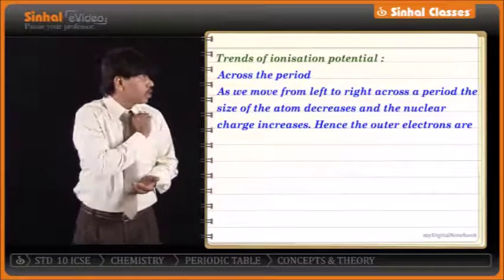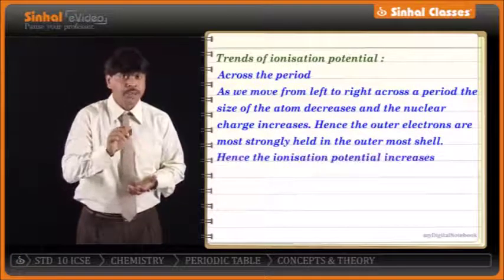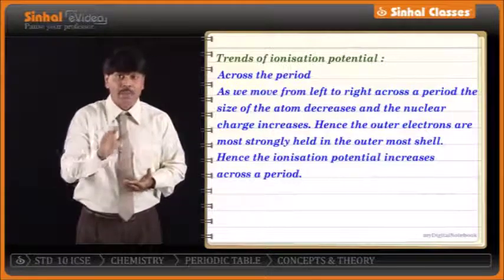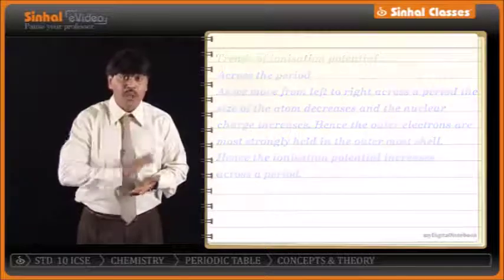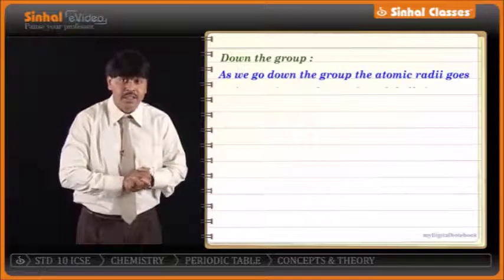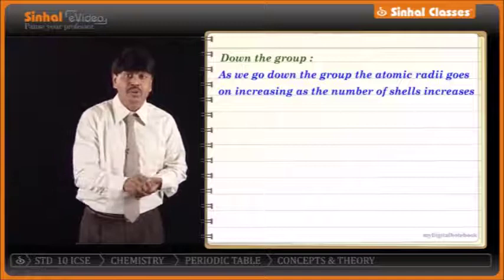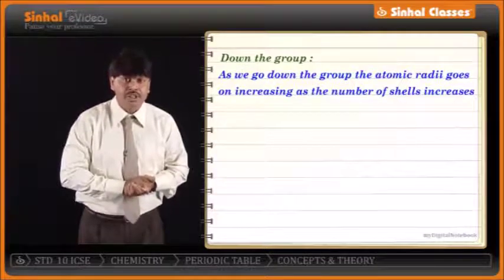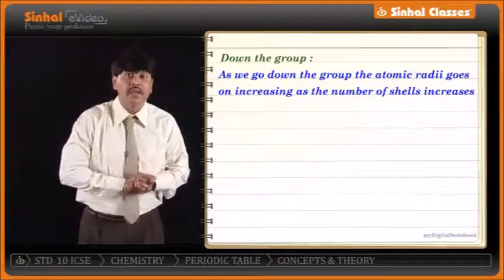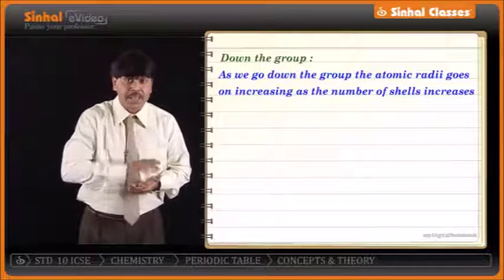The nuclear charge also increases across the period. So in both cases, the IP will go on increasing across the period. But as we go down the group, the atomic radii goes on increasing. So it becomes very easy to remove the electron from the outermost shell of an isolated gaseous atom. The reason is that the electrons are far away from the nucleus. So the IP will go on decreasing.